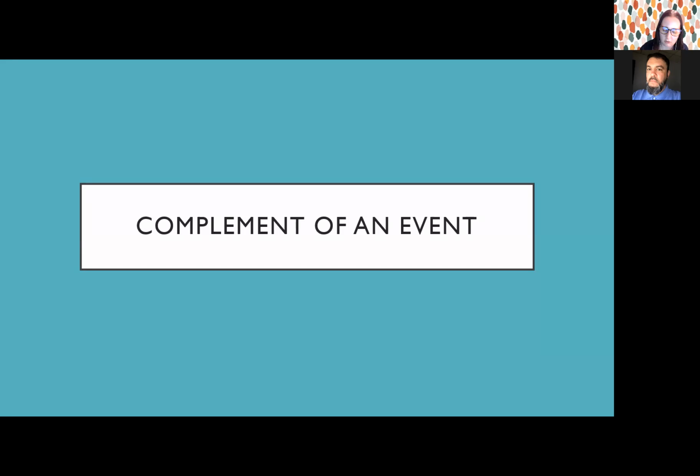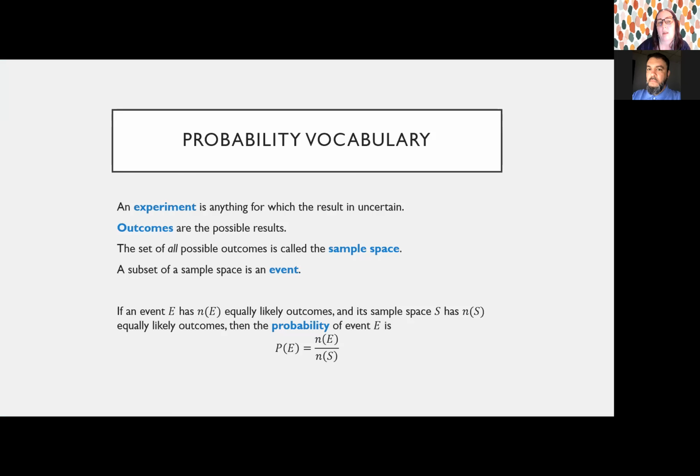and show how you can use the complement to find certain values. So just to start out with vocabulary for probability, an experiment is anything for which the result is uncertain. Outcomes are the possible results. When you have the set of all possible outcomes, it's called a sample space. A subset of a sample space is an event.